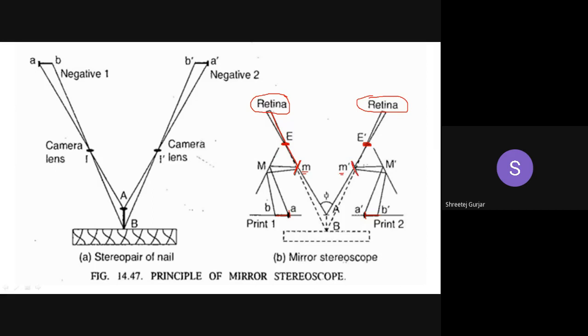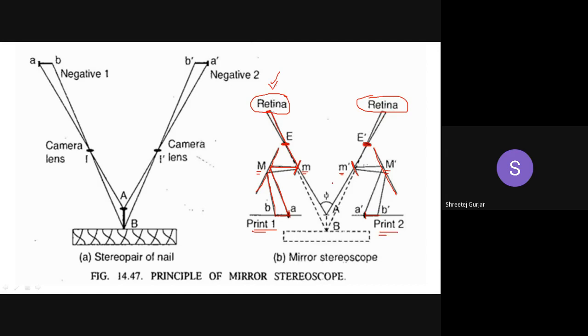So your line of sight will be deflected over here in this particular manner. It will fall on the larger mirror over here, which is named capital M. Similarly, on the other side, we have a large mirror, which is M dash. Then it will again be deflected here, and this is the line of sight. So your A and B will be visible over here in your retina. This is your left eye, which will be seeing print 1, and your right eye will be seeing print 2.